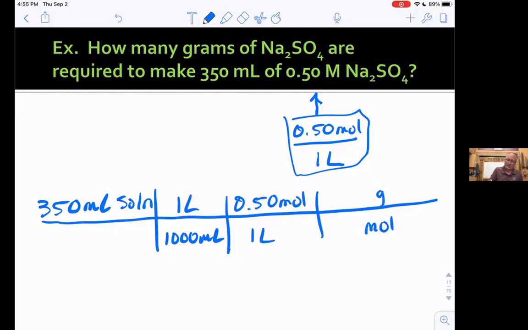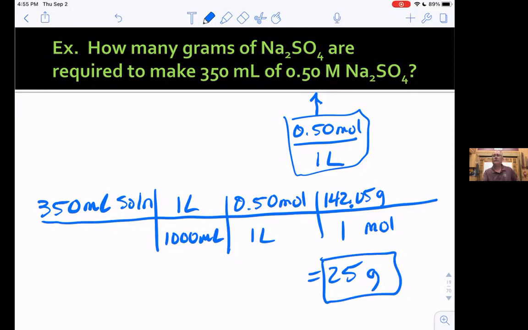And it's the same compound. So 142.05 was my molar mass of my sodium sulfate. And I'll get my answer, which is actually 25 grams. That's how I would solve that.